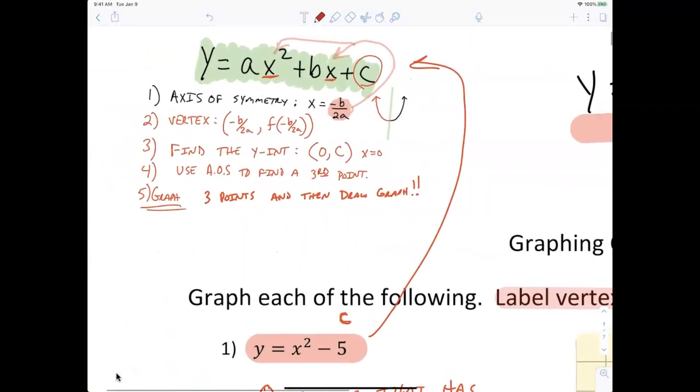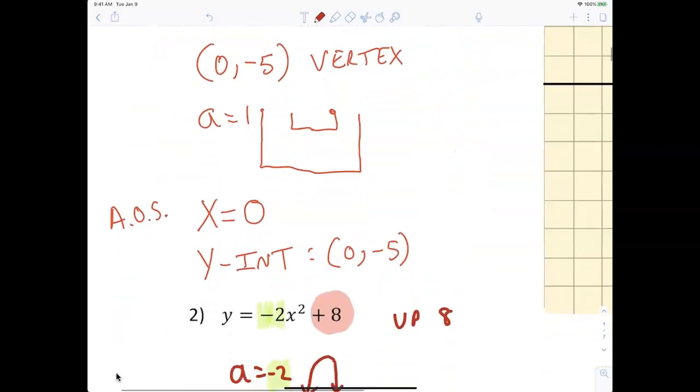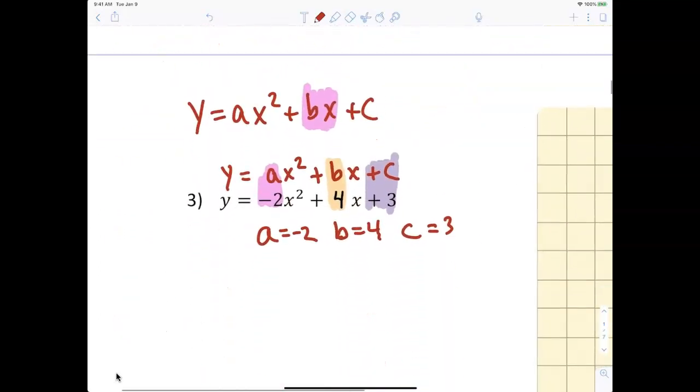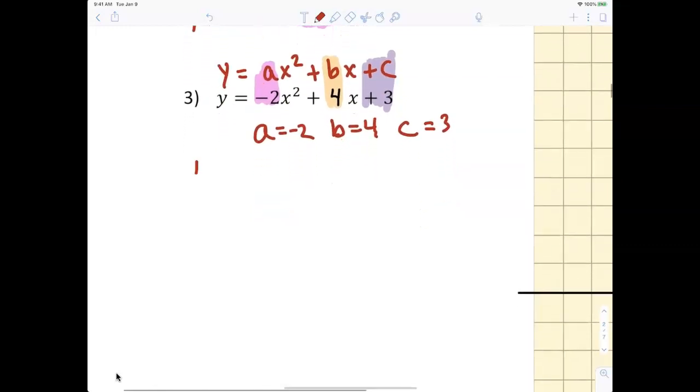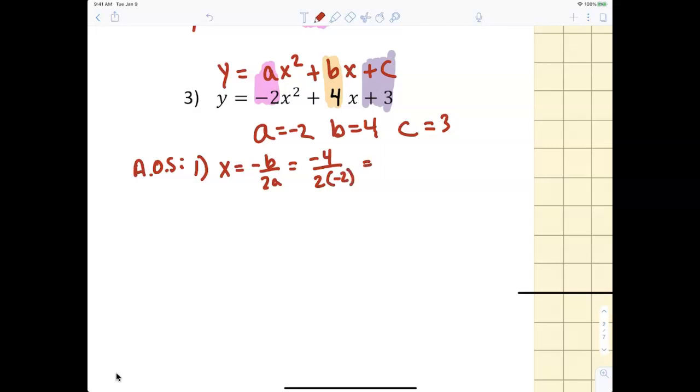All right. If it's in this format, we have to use steps 1, 2, 3, 4, 5. I'm going to go over that plenty of times, so you should be okay. So step number 1, x equals -b over 2a. And again, that's the axis of symmetry. So it's going to be -4 over 2 times -2, which is equal to -4 over -4, which is equal to 1.